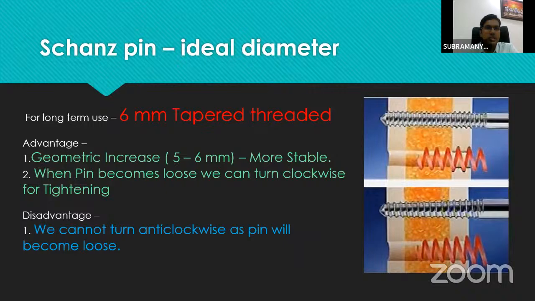So here you can see the best shank pin to be used for Ilizarov fixator will be a 6 mm tapered thread. The advantage is you have a different geometric increase, that is from 5 mm to 6 mm, so it is more stable. If the shank pin gets loose, then you can turn it clockwise so that it gets a little more tightened. But the disadvantage is you have to use a C-arm to check whether you have got a bicortical purchase. If you overturn the threads, then if you try to loosen it, the shank pin on day one itself will become loose.